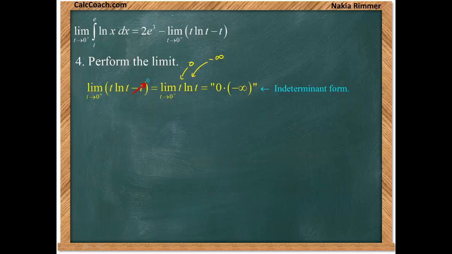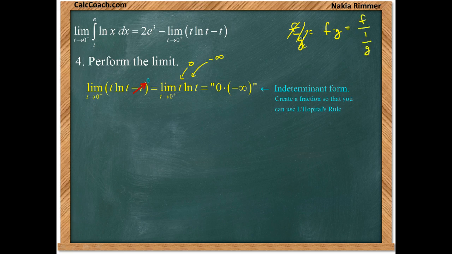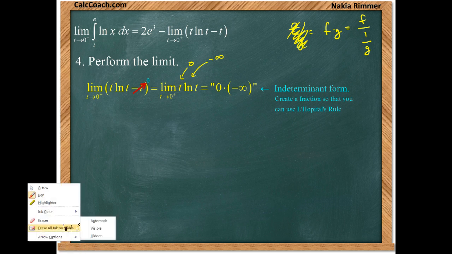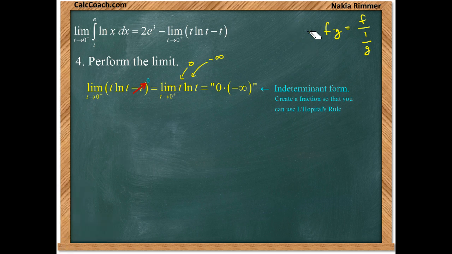And what we need is to employ L'Hopital's rule. But L'Hopital's rule is only used when you have infinity over infinity or 0 over 0. Both involve a fraction. We don't have a fraction, so we need to create one. If you have a product, f times g, and you want to create a fraction, what you can do is take the reciprocal of one of them. And so that's what we're going to do. We're going to take the reciprocal of one of these guys.